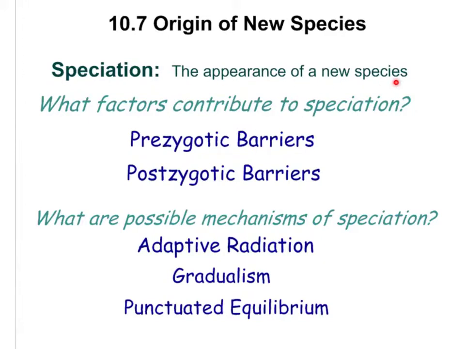We are going to look at a couple of things. What factors contribute to speciation? We're going to look at two different kinds of factors, prezygotic and postzygotic, and what are possible mechanisms of speciation? How does it actually happen? We're just going to look at some different ideas: adaptive radiation, gradualism, punctuated equilibrium.